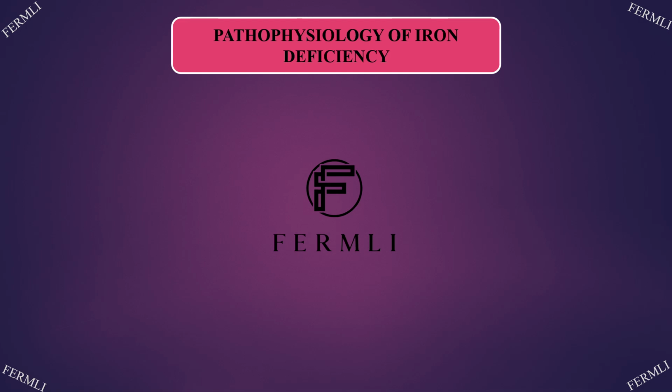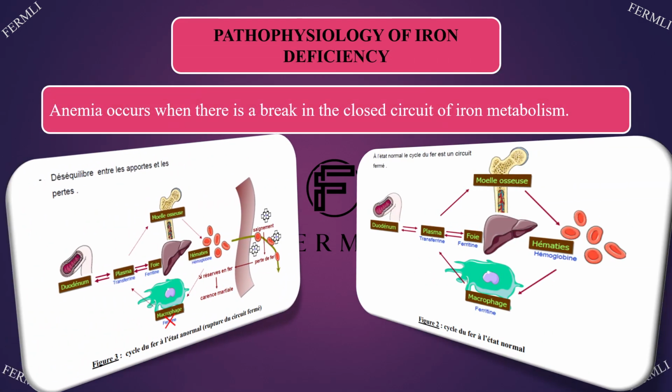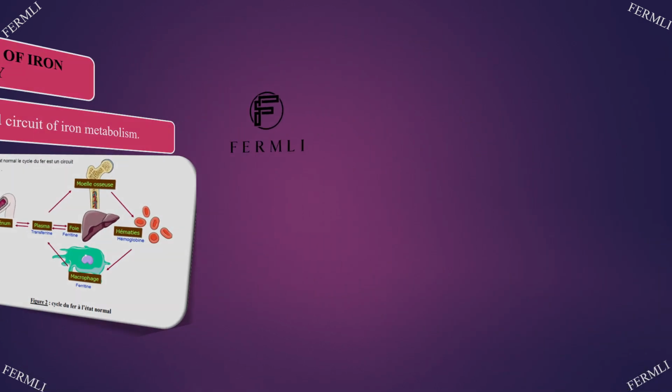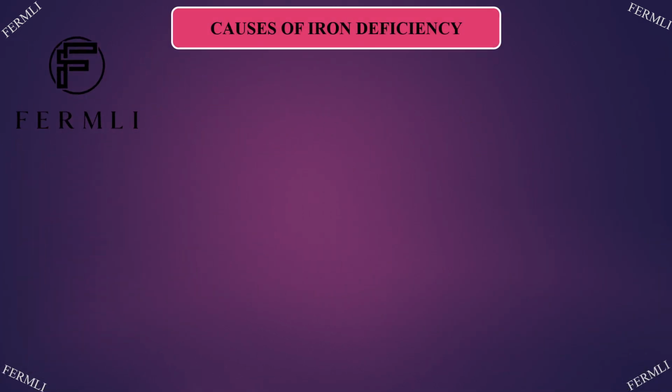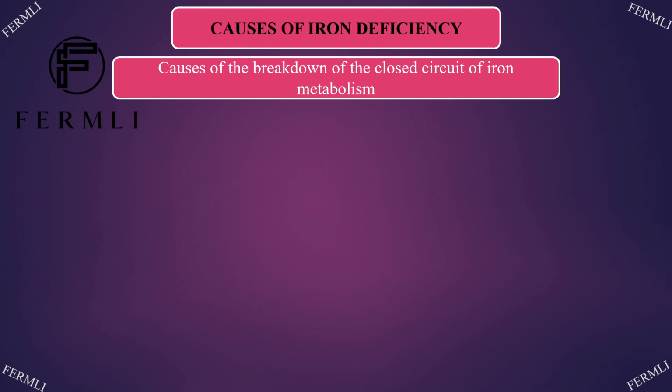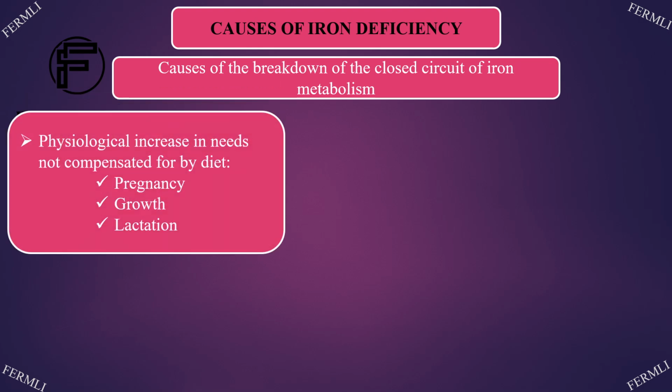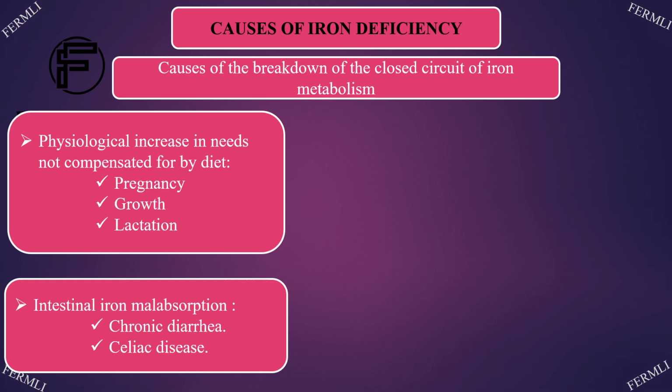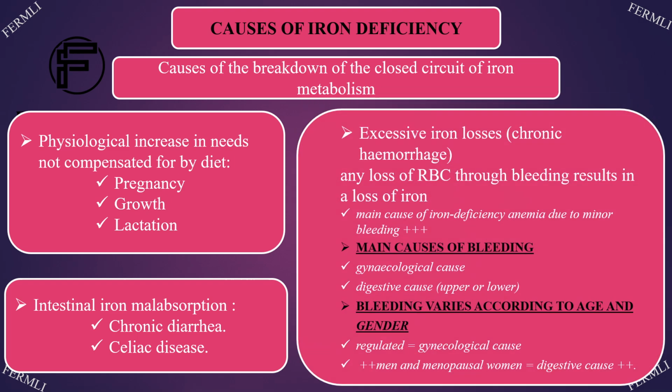Pathophysiology of iron deficiency. Anemia occurs when there is a break in the closed circuit of iron metabolism. Causes of iron deficiency. Physiological increase in needs not compensated for by diet: pregnancy, growth, lactation. Intestinal iron malabsorption: chronic diarrhea, celiac disease. Excessive iron losses: chronic hemorrhage, any loss of RBC through bleeding results in a loss of iron.